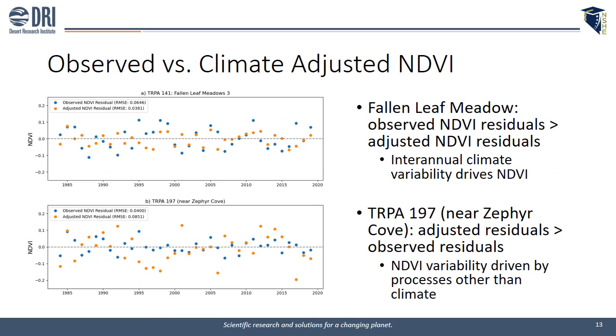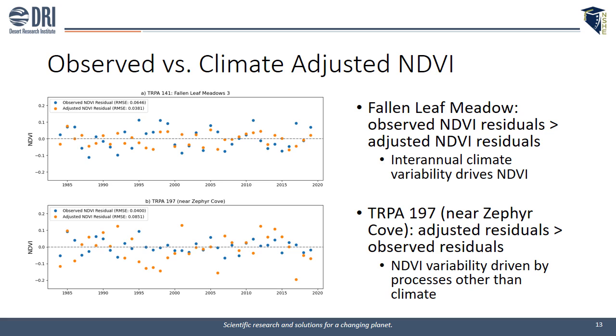So within those individual meadows, we could also look at the difference between observed and climate-adjusted NDVI. In particular, we're looking at which one has a greater root mean squared error around that temporal trend. So up at the top, we're looking at Fallen Leaf meadow. Fallen Leaf is a relatively undisturbed, relatively pristine meadow. And what you see here is that the observed NDVI residual, the root mean squared error, is much greater than the adjusted NDVI residual. So when we remove the climate signal, the residual goes down. What this is telling us is that interannual climate variability is driving the variability in the NDVI at this meadow. The lower meadow is in Zephyr Cove, and so that is a much more urbanized, much more developed area.